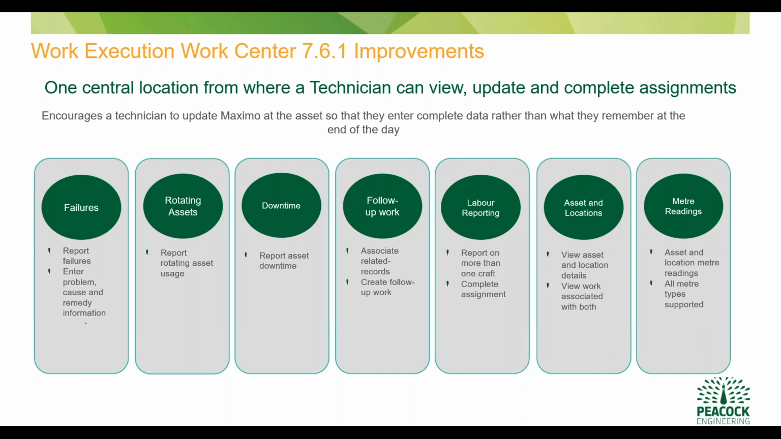Work execution, 7.6.1 improvements. Within this now there's failures, so you can report failures, report rotating assets, downtime, follow-up work. There's some enhancements within there. Report more than one craft and complete your assignments in the labour reporting, which is quite good. View asset details and also add meter readings. So if there's a meter associated with that work order for that particular asset, then you have the ability there to report your meter readings against that work order and associated asset.